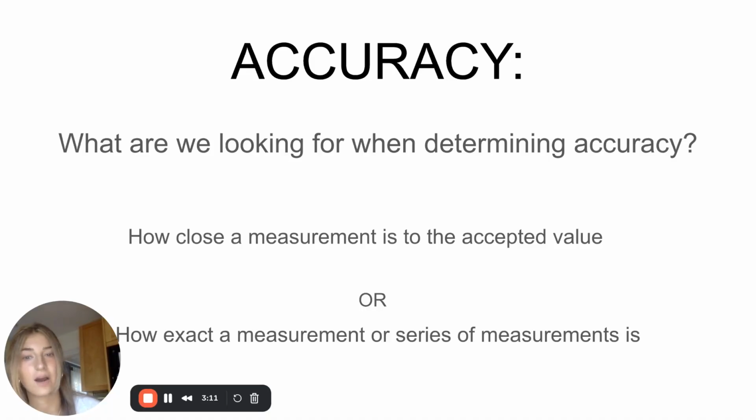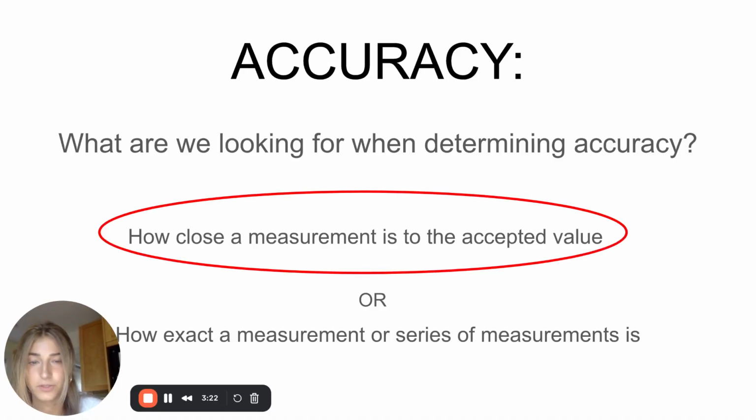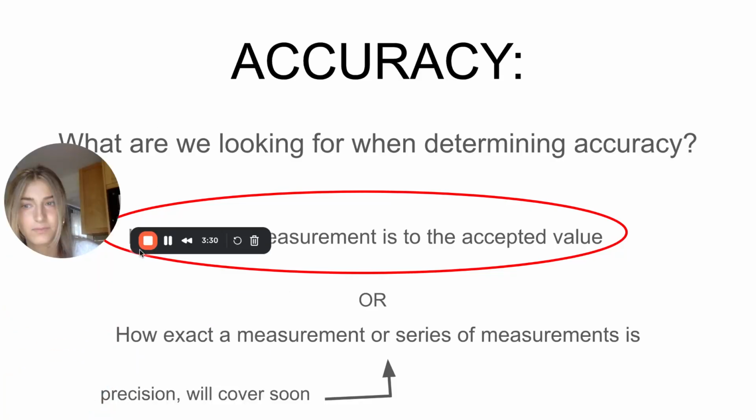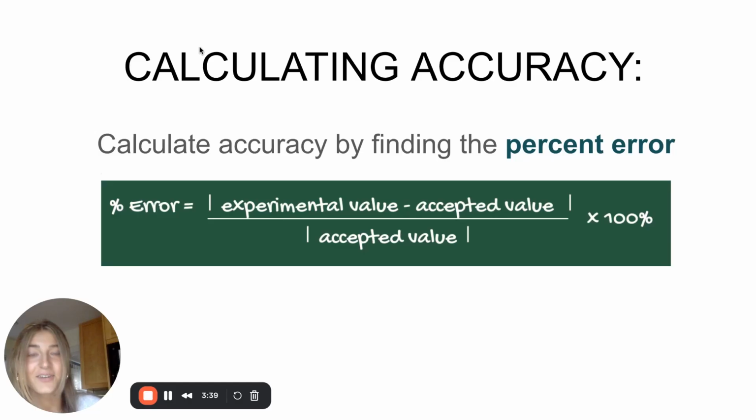Are we looking for how close a measurement is to the accepted value, or how exact a measurement or a series of measurements is? The top, how close a measurement is to the accepted value. And on the bottom, I don't know if you can see, move myself. So calculating accuracy. We calculate accuracy by finding the percent error.